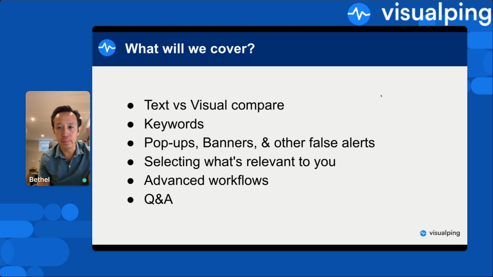A popular one would be: how do I X out a pop-up or a banner and block it? And in general, how do you reduce false alerts, like selecting a specific section or subsection of the web page? How do you monitor just part of the web page and not the whole thing? Then we'll get into some workflows that I've been seeing that are fairly common among our business users. And lastly, we'll have a couple of minutes for questions in the Q&A section, and I'll try to answer some of those.